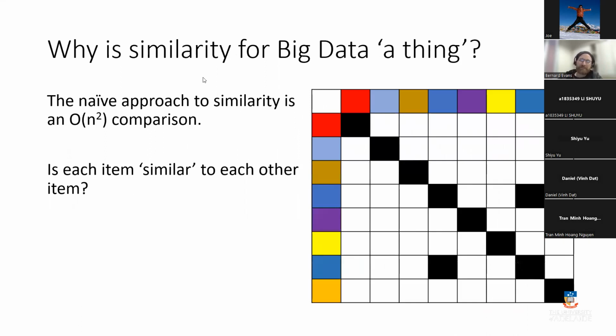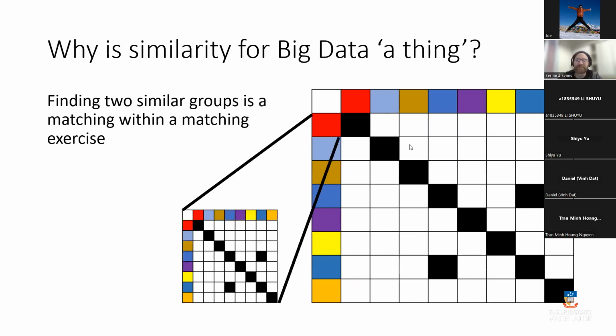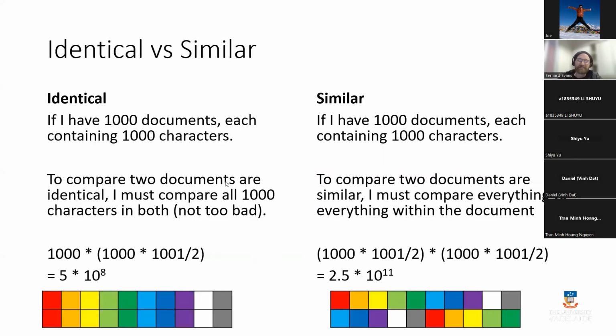So for big data, it's a thing because you can imagine this is the similarity of a big O(N) comparison. I have large numbers of groups, and I have to compare every group to every other group. And when I'm comparing one group to another group, I'm also doing an O(N squared) kind of thing, going through each element of each group. So each of these boxes is actually another similarity problem. So we're doing a big similarity problem of small similarity problems. So that's not good, right?